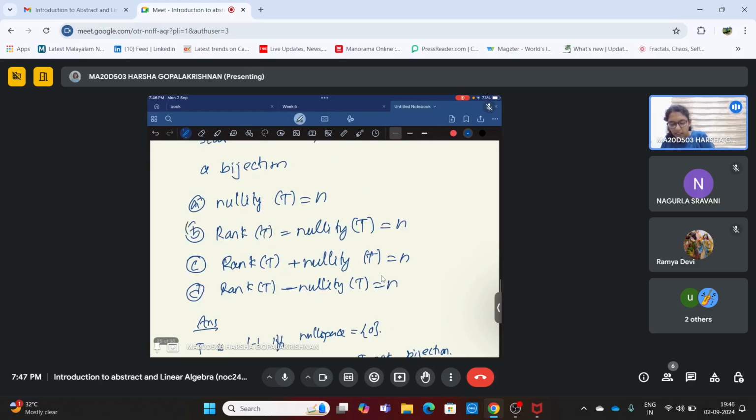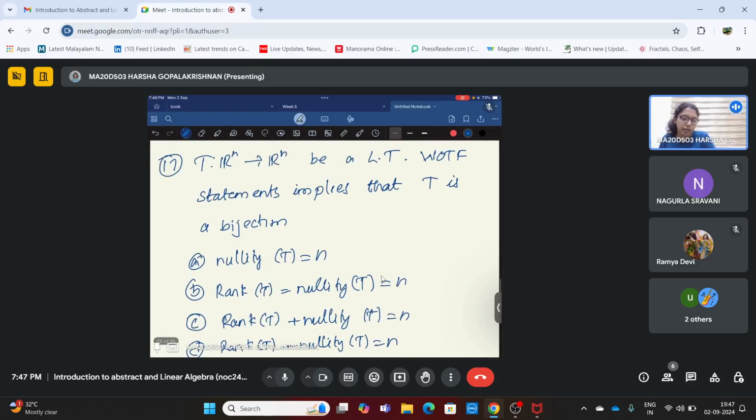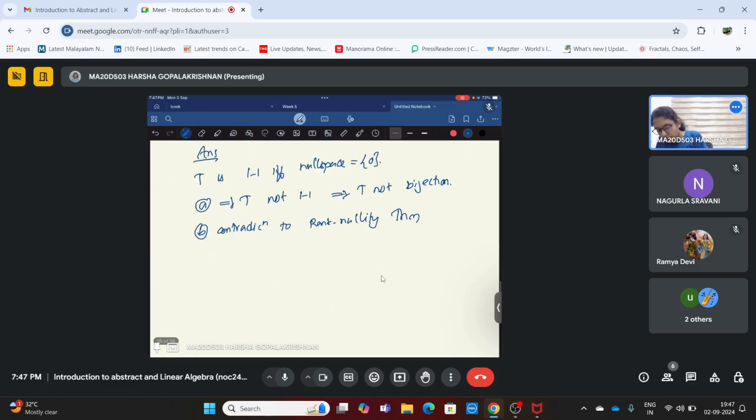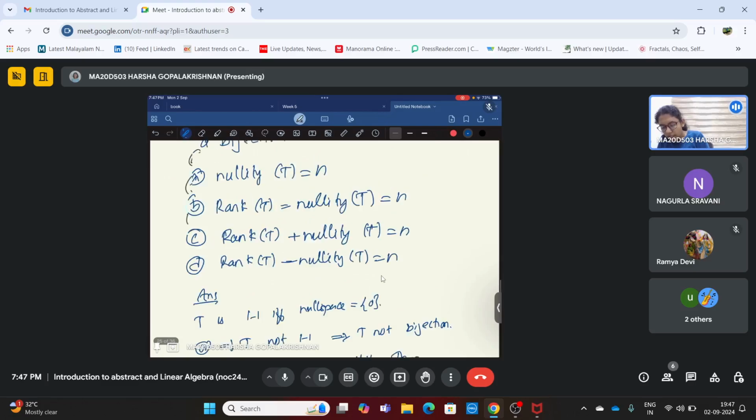And the third option is just the statement of the rank-nullity theorem, rank plus nullity equals n. This is true for any transformation, not just bijections. We know it is true for any linear transformation. So C is true for any linear transformation. Now obviously your answer should be D.